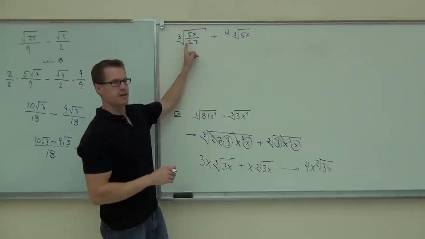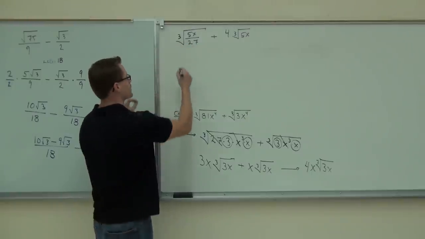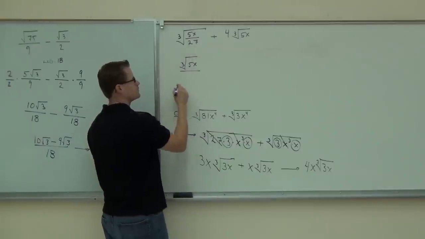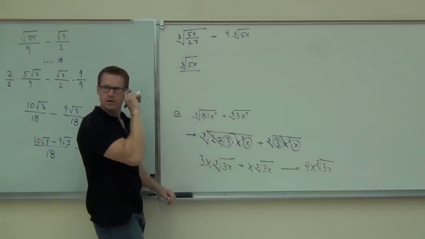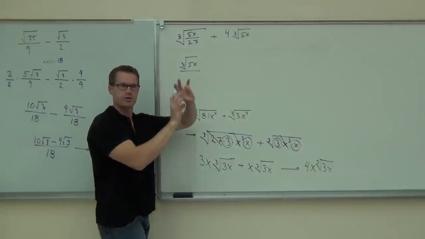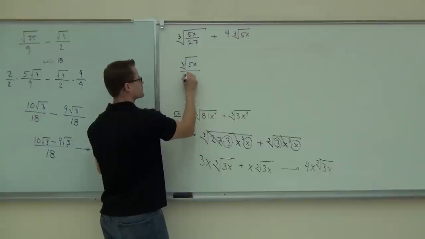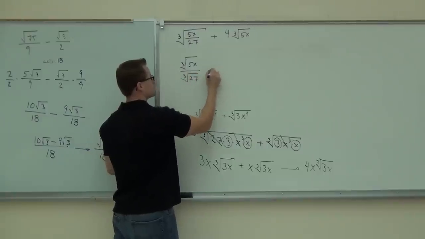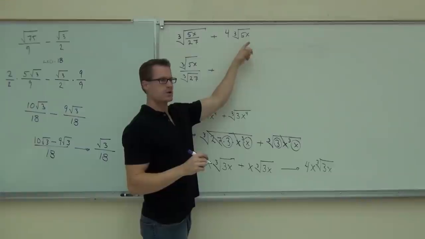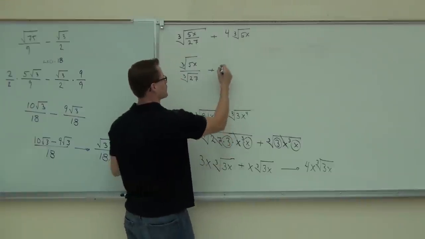In fact, I know that with this, I could break this up as a cube root of 5x over what? Cube root of 27. Good, the cube root of 27, not just 27, right? Because we know it's cube root of both the numerator and denominator. Plus, but wait a minute, how do I make this a fraction? Just put it over 1. We can always change something into a fraction by putting this over 1.